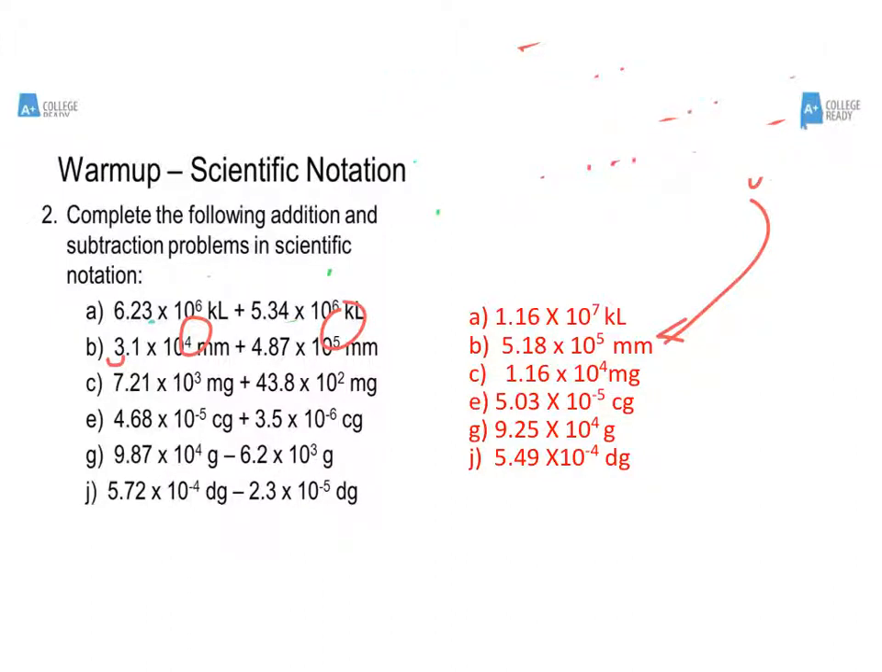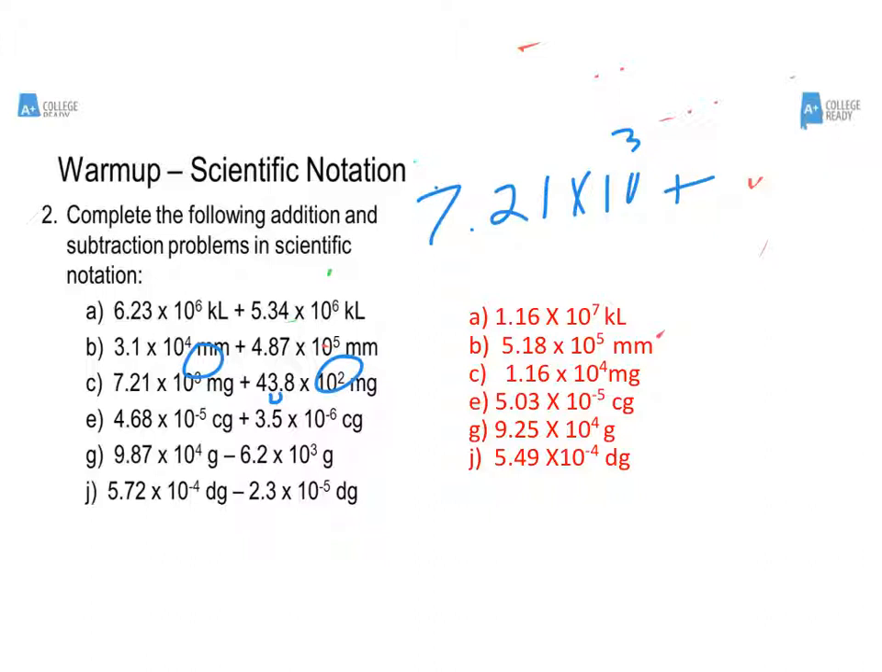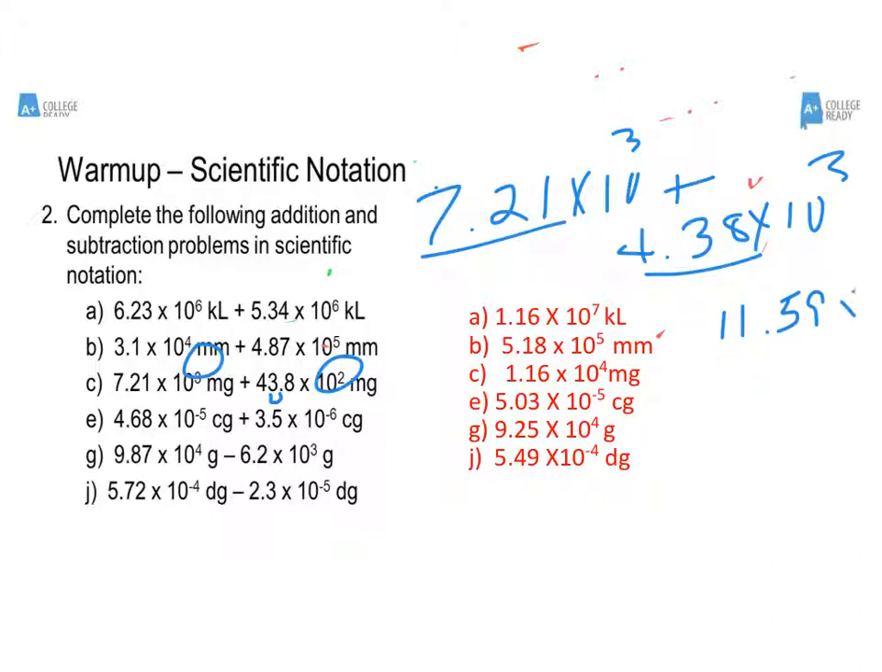Let's look at the next one. C. I notice again my two exponents are not the same, so I'm going to move this decimal over one place to the left so that I have 7.21 times 10 to the third plus 4.38 times 10 to the third. Moving to the left, the exponent increases. Now I simply add these two together for C. That gets me 11.59 times 10 to the third.